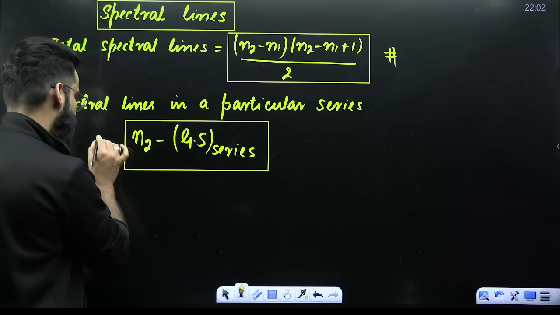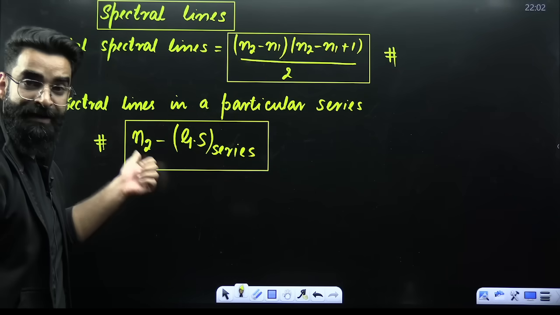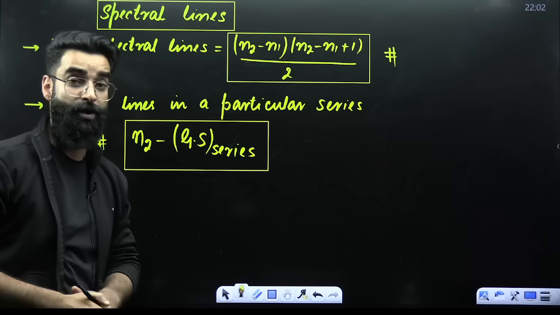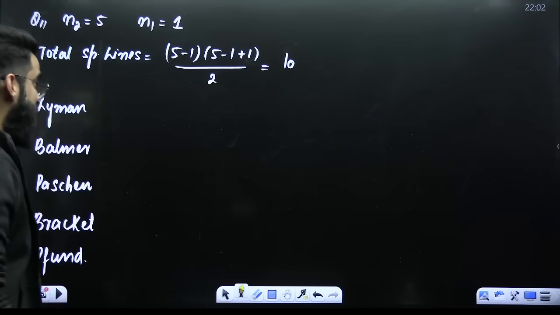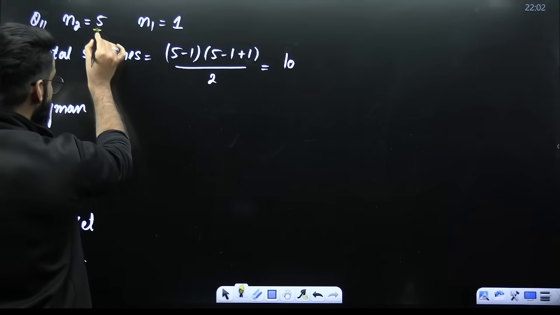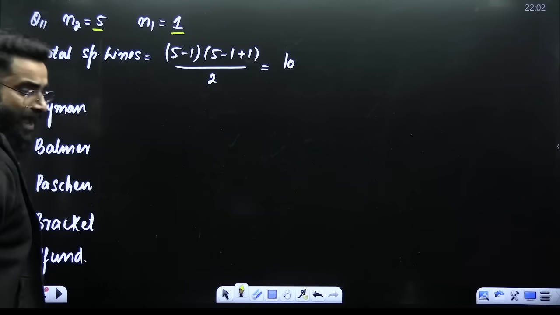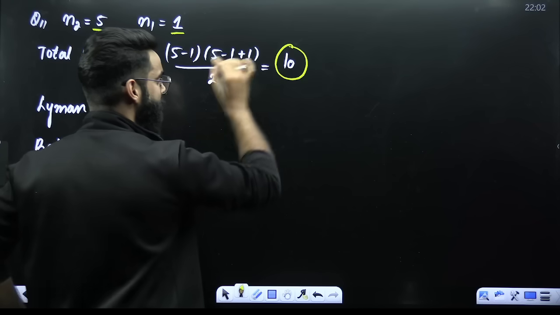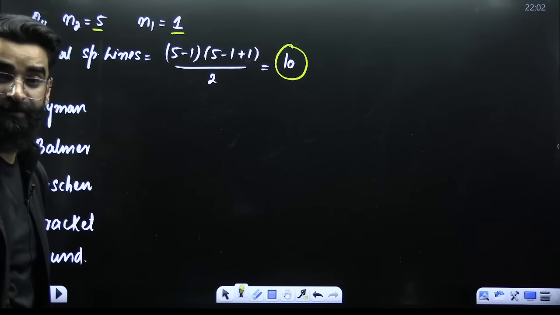That's given by this particular formula, which is n2, the higher energy state, minus the ground state of that particular series which we are talking about. For example, what does it mean? Let's say the electron is moving from the fifth shell to the first shell. When the electron moves from fifth to first, how many spectral lines in total are we going to get? We are going to get 10 spectral lines.